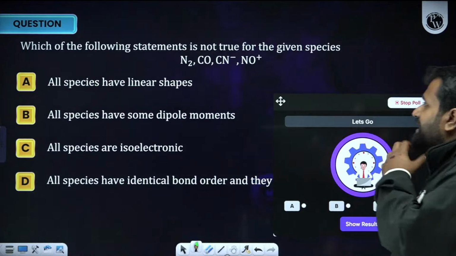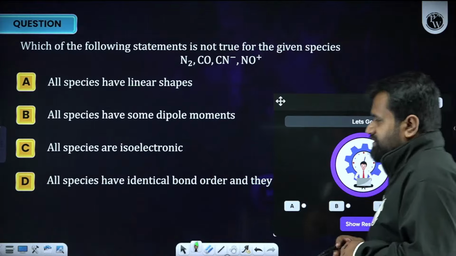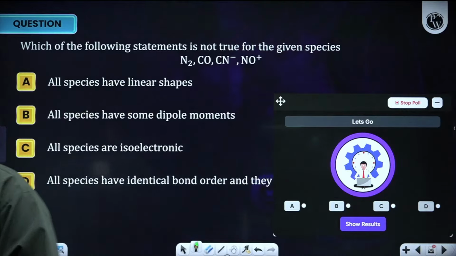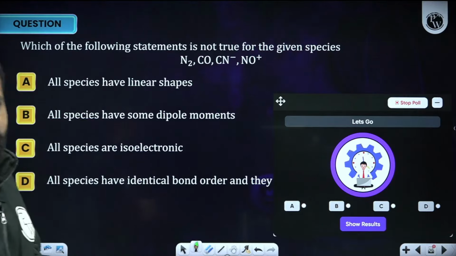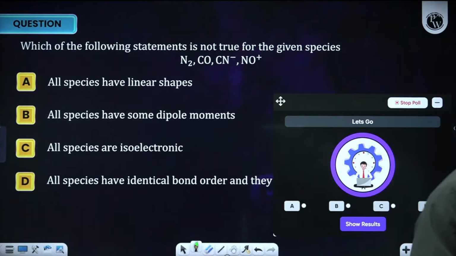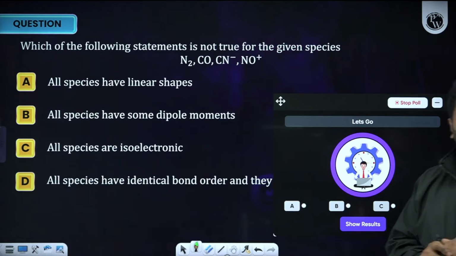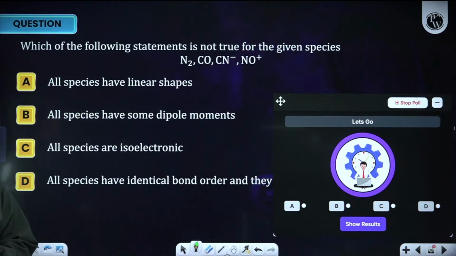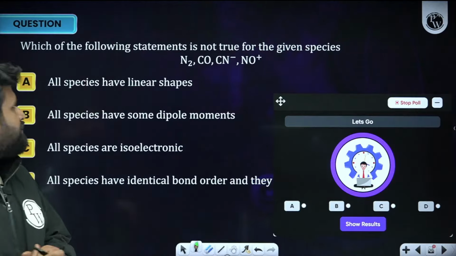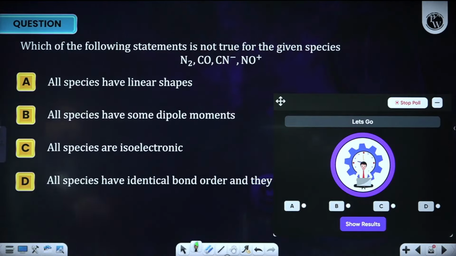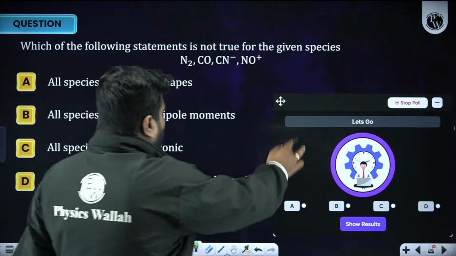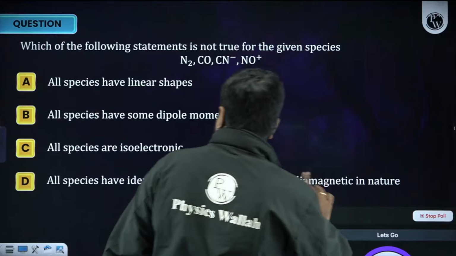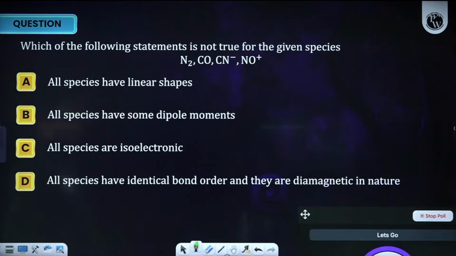Which of the following statements is not true for the given species? Which of the following statements is not true? All species have linear shape. All species have some dipole moment. All species are isoelectronic. All species have identical bond order and they are diamagnetic in nature.